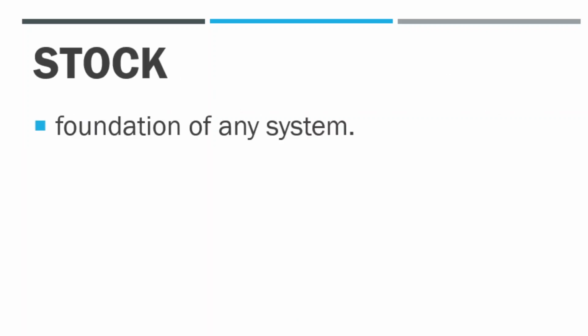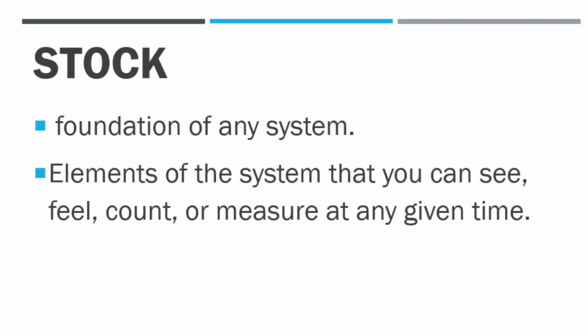Okay, so a stock is the foundation of any system. When we say foundation, of course, this is the element. Now, why is it a foundation? If you can remember, elements are the most visible part of the system. So it is easy to see, and when there are no elements, there is really no system. So, no stocks, no system. This is the element that we can see. These are the tangible elements. You can feel, count, and measure them at any given time.